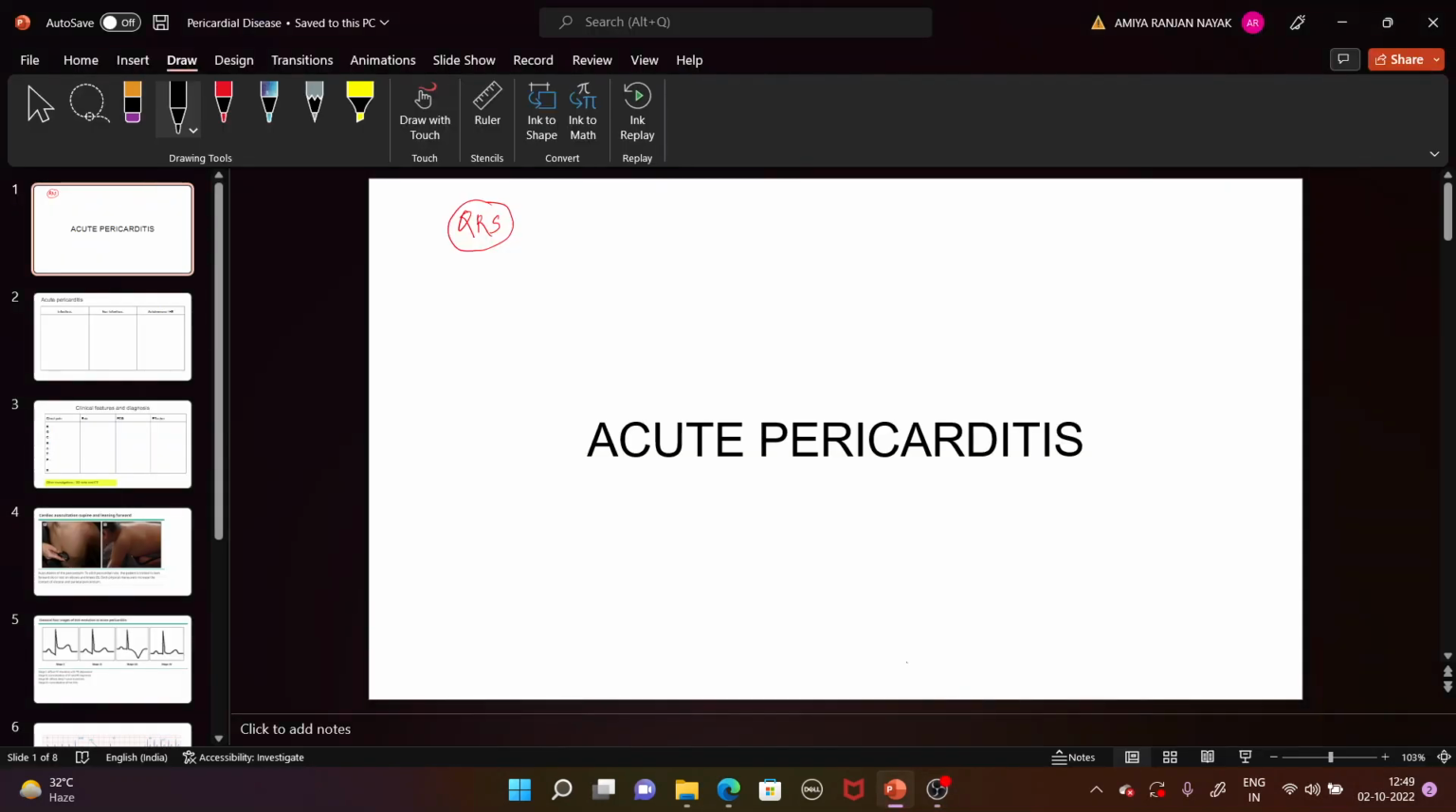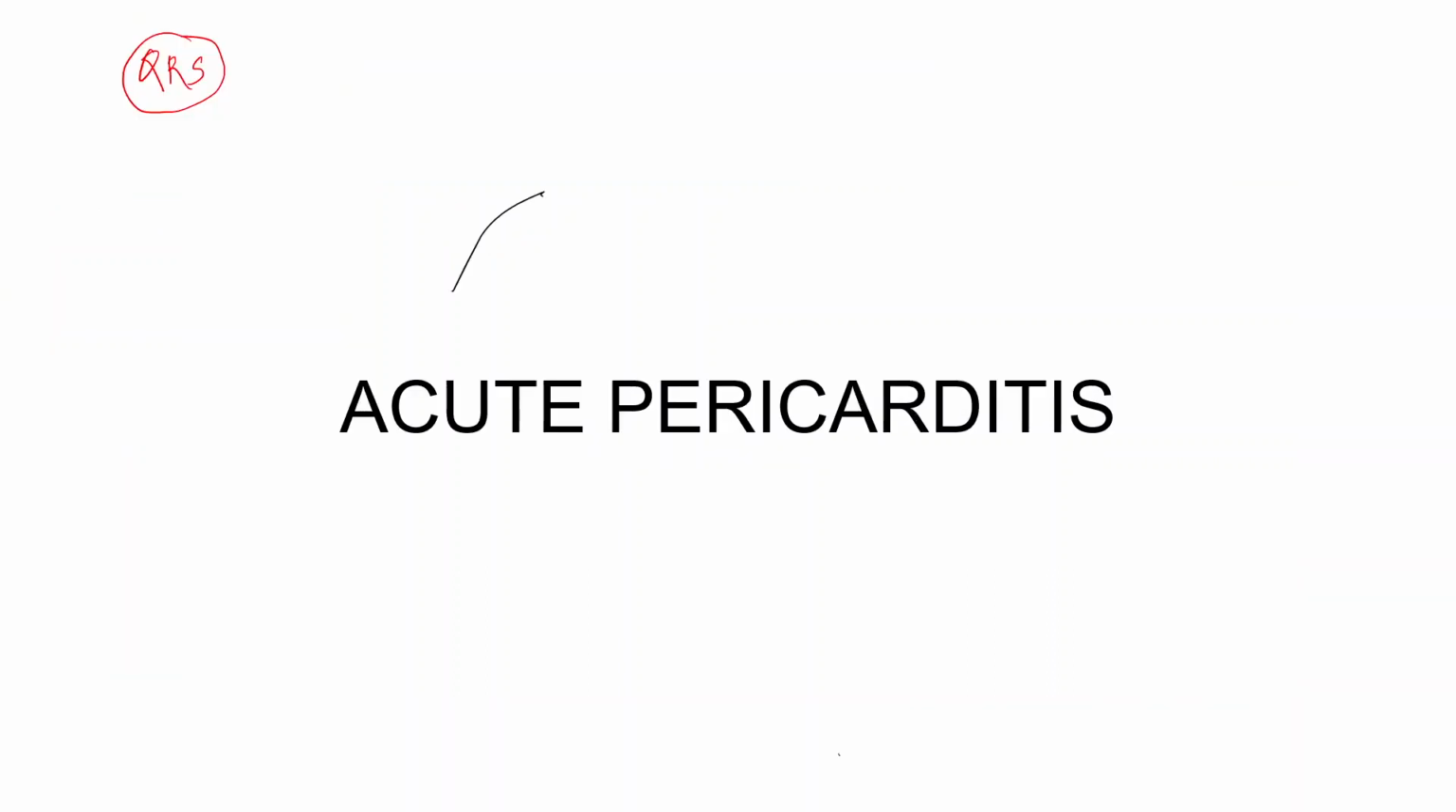Now we are going to discuss acute pericarditis. This is simply inflammation of the pericardium. The normal amount of pericardial fluid that is present is around 15 to 50 ml.